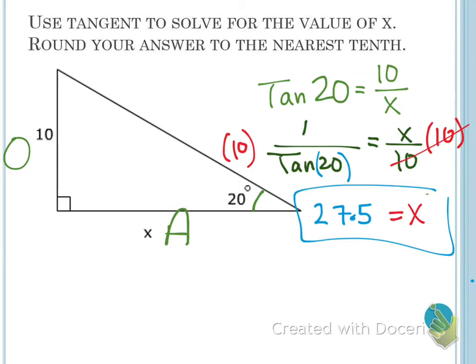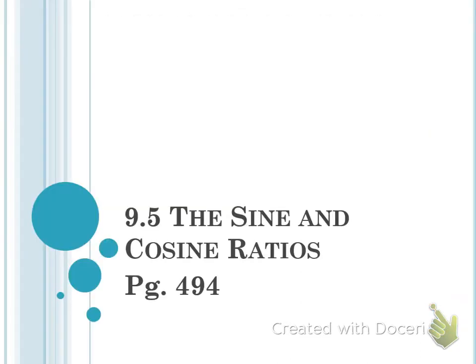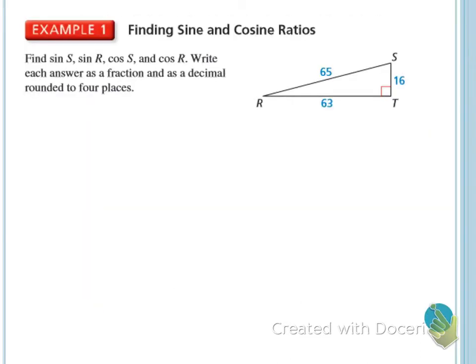All right, so now we're going to apply this to sine and cosine. Same process, we're just going to be using sine and cosine today. Okay, before we do, we're going to start with the basics of sine and cosine. We're going to find sine of s, sine of r, cosine of s, and cosine of r. So they write it like this, but we're going to find it in a slightly different order. We're going to find sine of s, then cosine of s, since we would already have the triangle labeled.